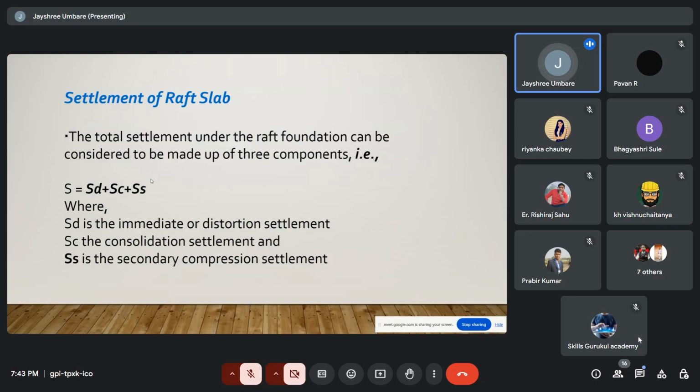There is a settlement of the raft slab. The total settlement under the raft foundation can be considered to be made up of three components. That is, S is equal to SD plus SC plus SS, where SD is the immediate or distortion settlement, SC is the consolidation settlement, and SS is the secondary compression settlement.